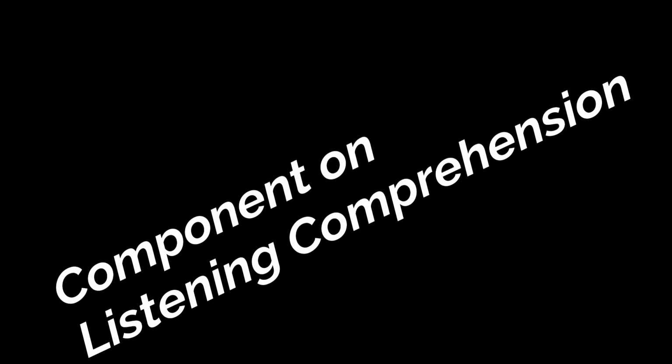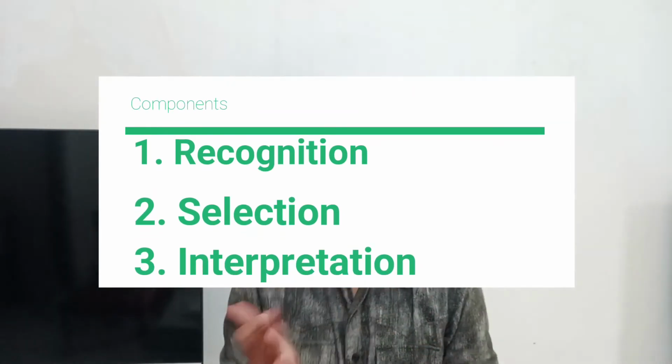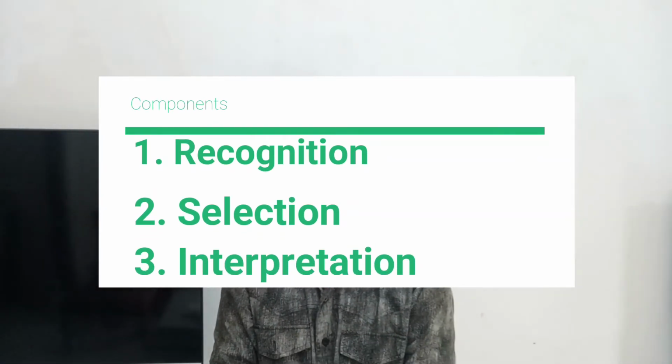And now we are going to talk about listening comprehension skills. The skill of listening comprehension is distinguished based on three components. What are they? The first one is recognition, the second one is selection, and the third one is interpretation. So what is recognition?